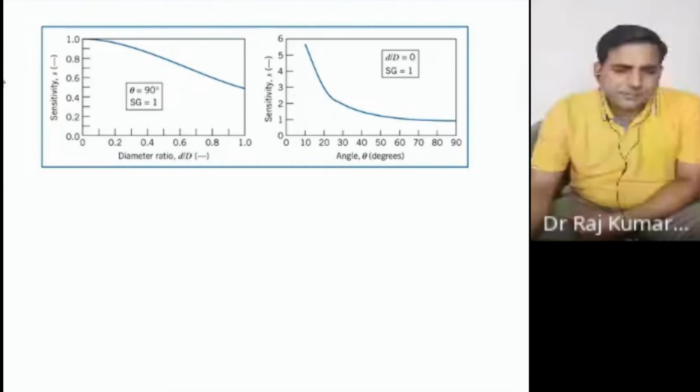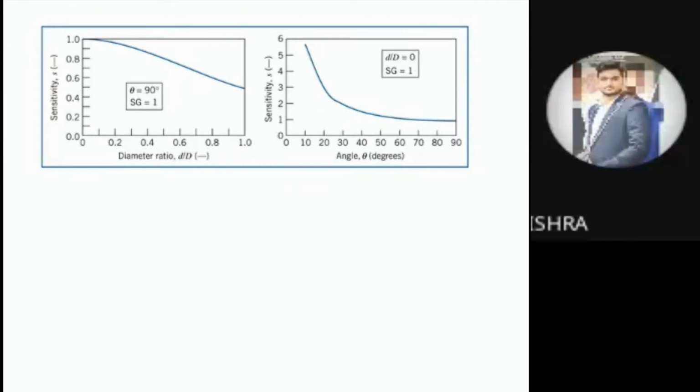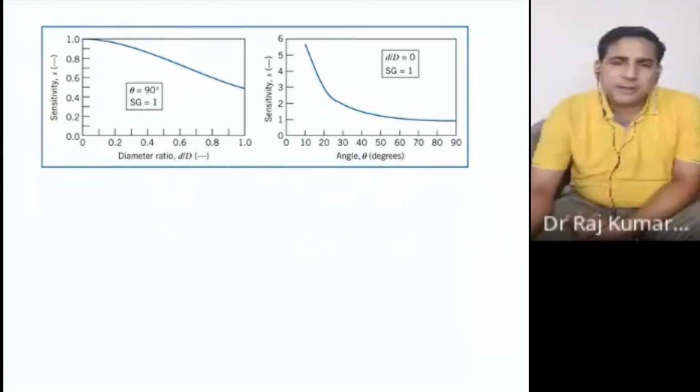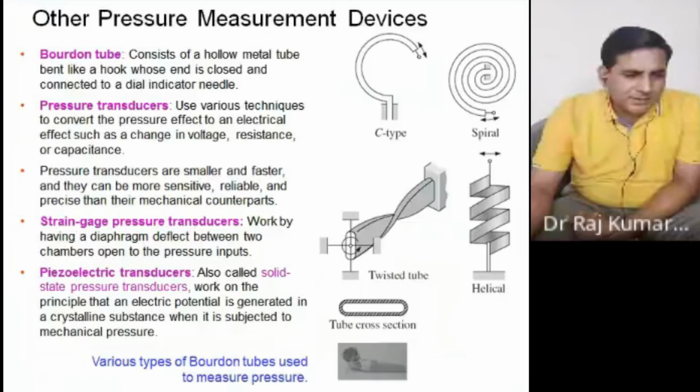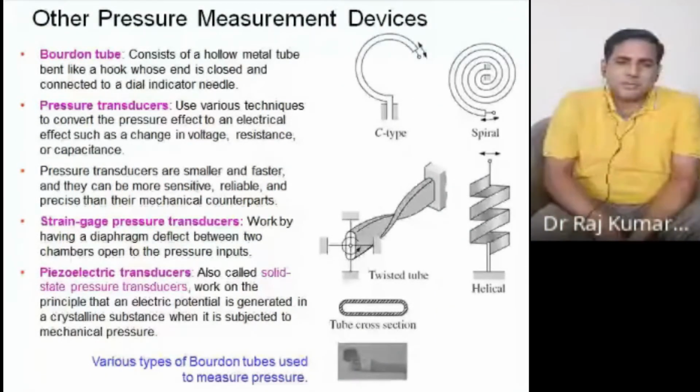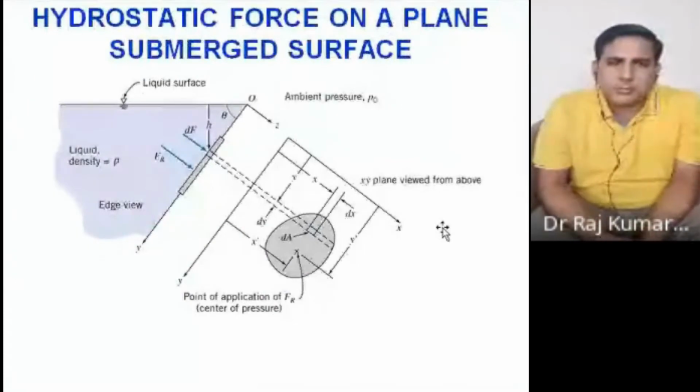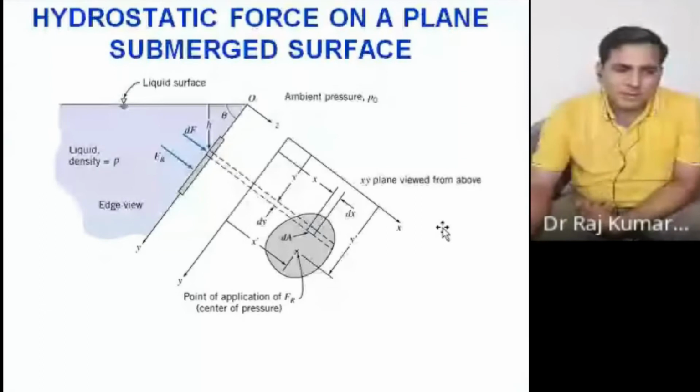Fine. So this is how we did the derivation of the sensitivity of the inclined tube manometer. I hope you people can do it. Fine. So in the last class, we were here on this one. So we were trying to derive the equation for the force exerted by the pressure here.